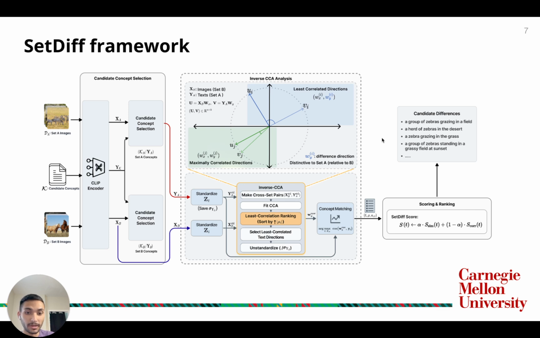This slide shows the full pipeline. We encode images and candidate concepts into a shared embedding space using CLIP, as can be seen through my cursor here. Then we select the top K relevant concepts for each set. Then we apply inverse CCA to find low correlation directions that capture distinctive concepts, and map them back to concepts. So the key is using inverse CCA to find those directions through which we find distinctive concepts. Finally, we score and rank them to produce natural language descriptions, as can be seen here.